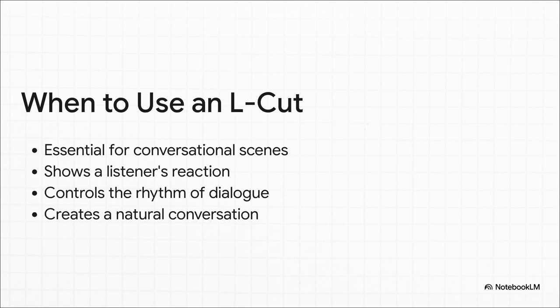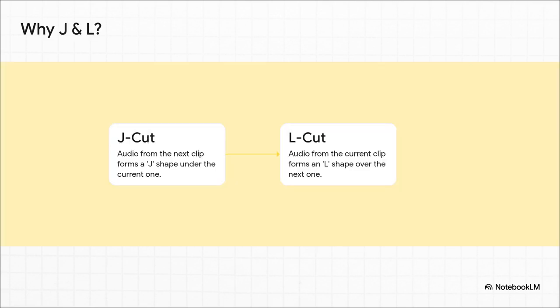L cuts are an absolute game changer in conversations. Think about it. An editor can show one person talking, then L cut to the other person's silent reaction, while the first person is still finishing their sentence. This is totally essential for showing emotional depth and creating a natural back-and-forth rhythm in dialogue. So why the letters J and L?